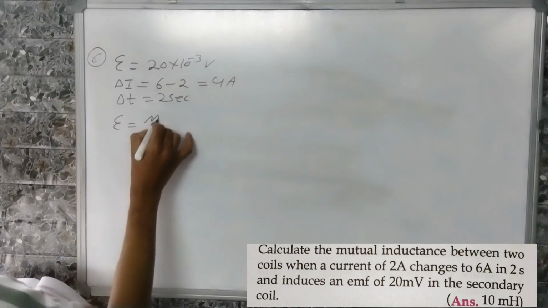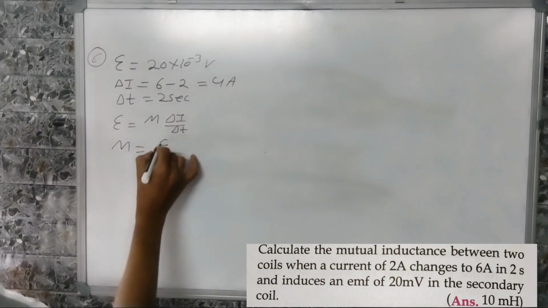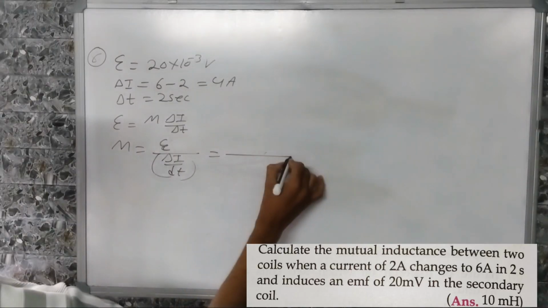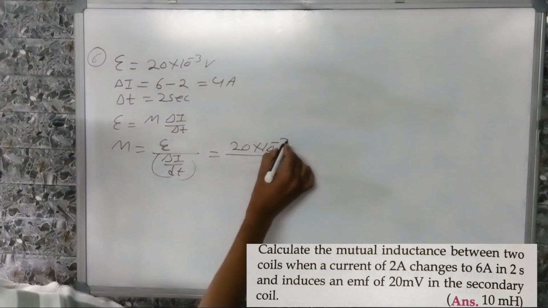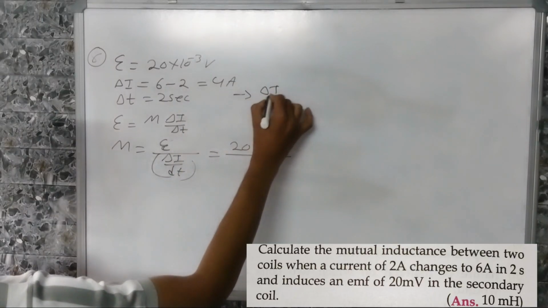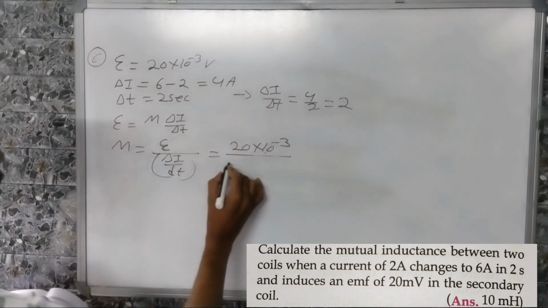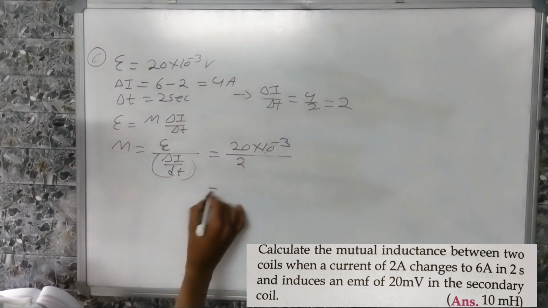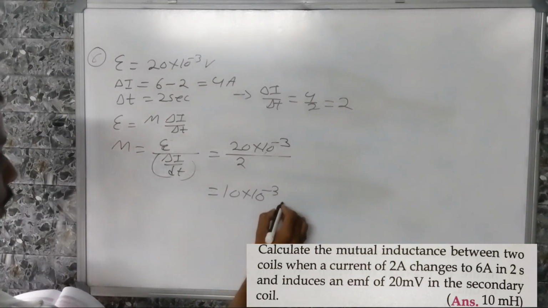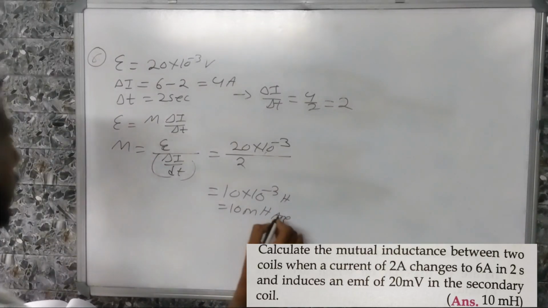We know E is equal to M di by dt. M is E by del I by del t. So E is 20 into 10 to the power minus 3. Del I by del t is 4 by 2 means 2. So ये हो जाएगा 10 into 10 to the power minus 3 हेनरी. So हो जाएगा 10 मिली हेनरी. 10 मिली हेनरी. लिख लो.